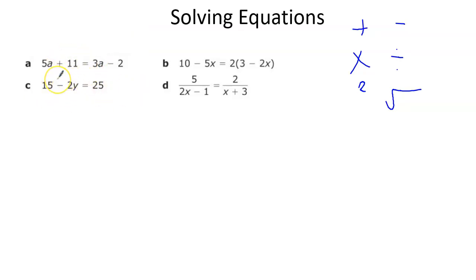Now, these two questions here are pretty similar. There's just a negative sign causing an issue here. We've got a bracket to worry about, and then we've got some fractions. So I'm just going to go through these examples, and hopefully that will give you an idea for the questions you might need to solve.